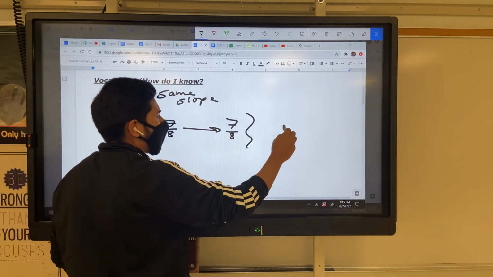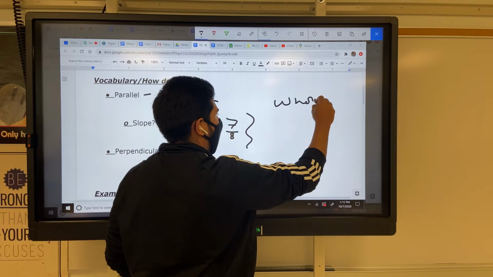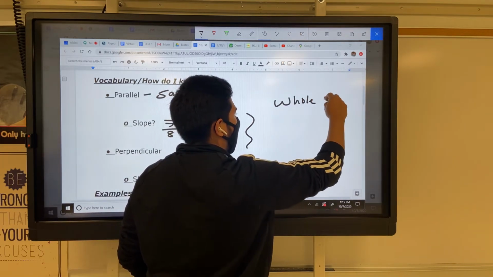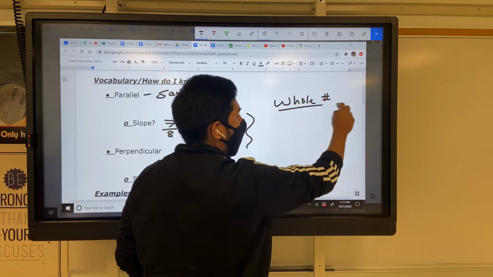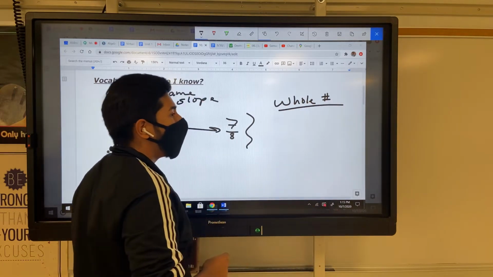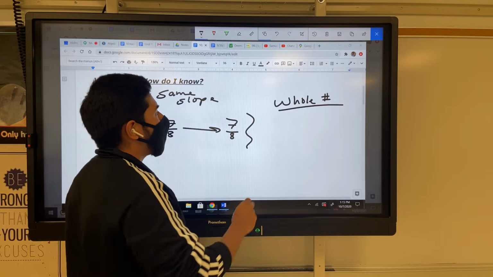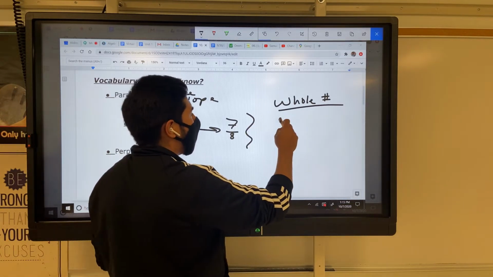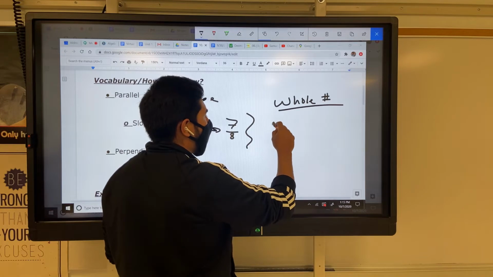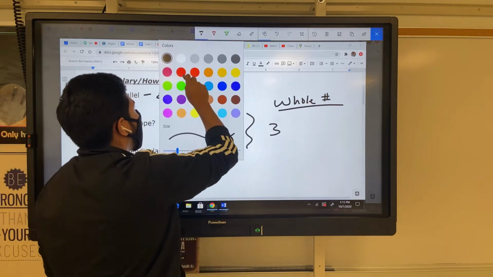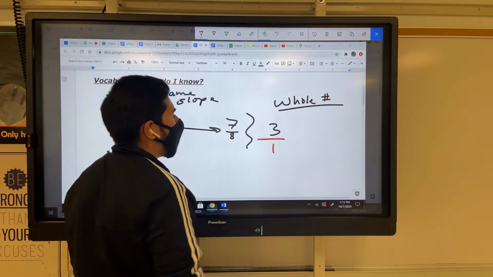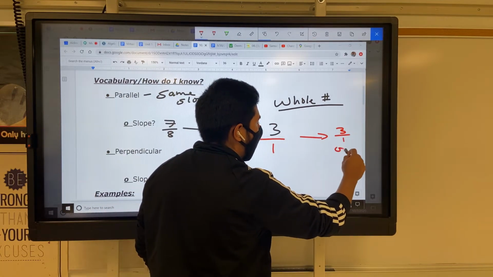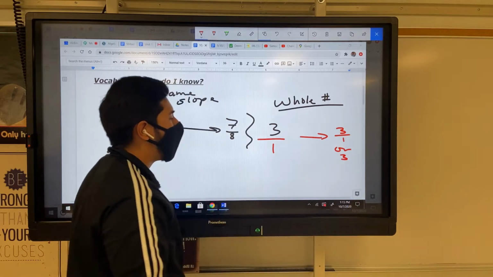Don't forget, if it's just a whole number, let's say if it's a 3, don't forget to put a 1 under it. Still will be 3 over 1, or just 3, because 3 divided by 1 is 3.